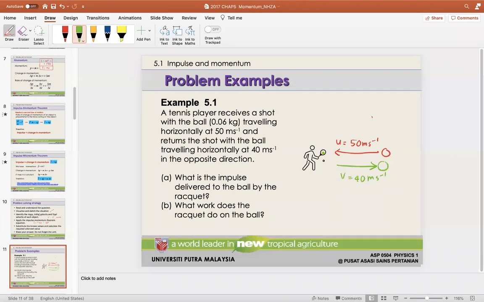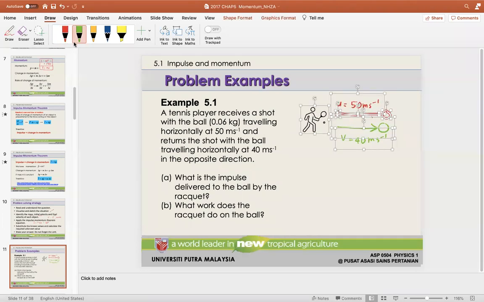Okay, so collision happens between the racket and the ball. So what impulse is delivered to the ball by the racket? And what work does the racket do on the ball? Any questions? Is everyone following me?